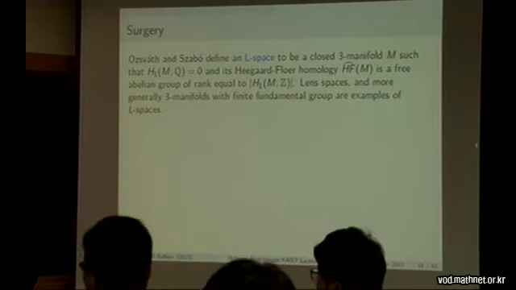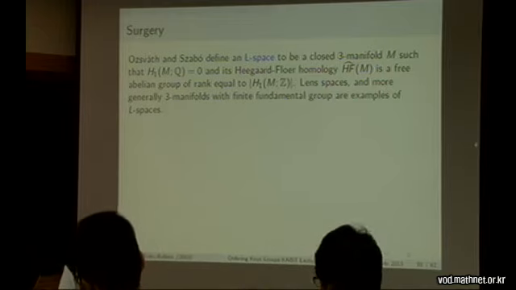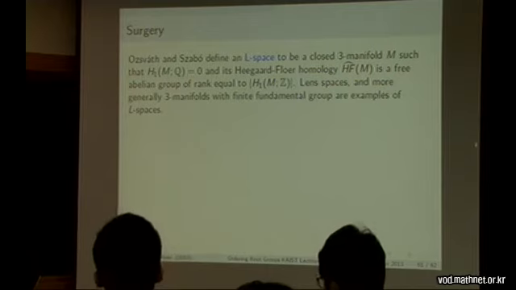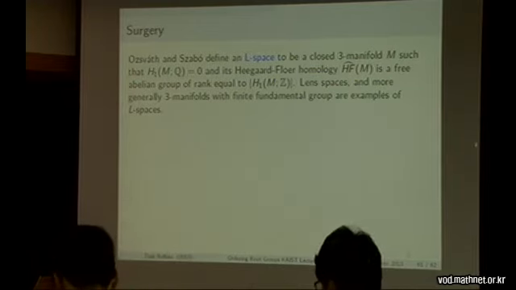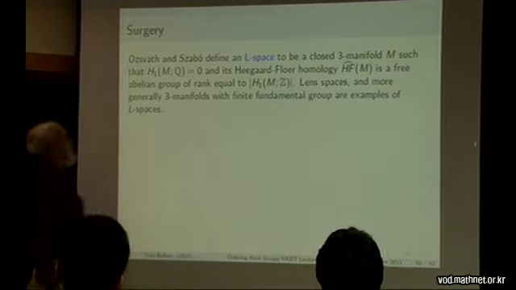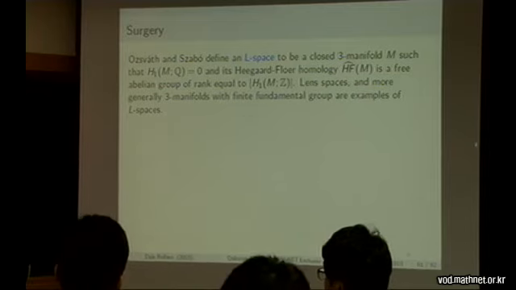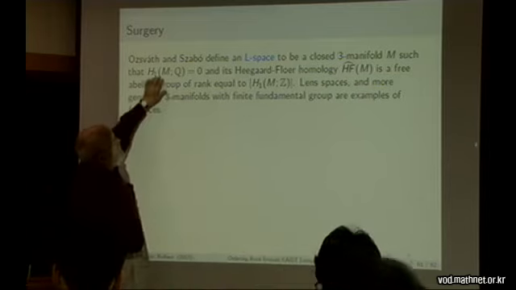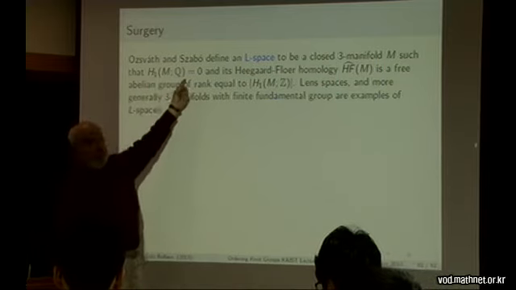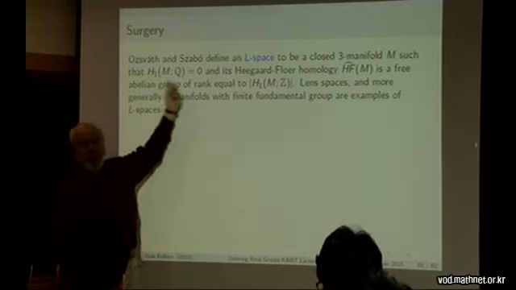And now I'm going to end with some fairly recent phenomena. Ozsváth and Szabó devised this very powerful theory called Heegaard Floer homology. There are actually several flavors of it. This is the hat flavor, HF hat of M. They define an L space to be a rational homology sphere, a 3-manifold whose first homology over the rationals is trivial. So for example, if the first homology is finite, then over the rationals it becomes 0.